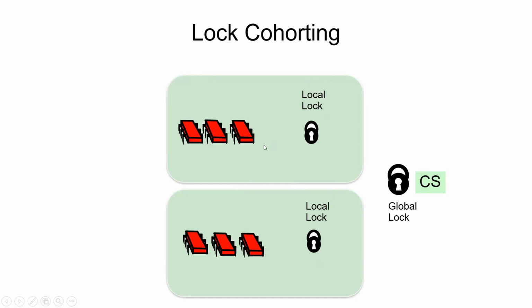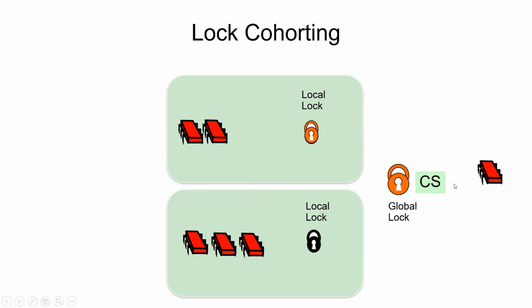Now, what is the concept behind lock cohorting? In lock cohorting, any thread that wants to enter the critical section first needs to acquire the local lock. After acquiring the local lock, the thread tries to acquire the global lock. If it succeeds in acquiring the global lock, it enters the critical section, performs its job, and exits from the critical section.